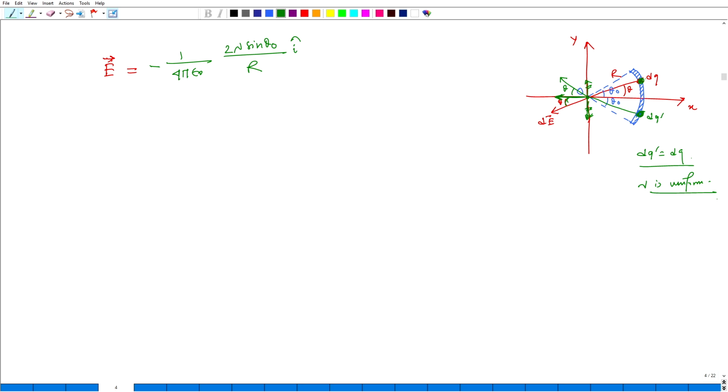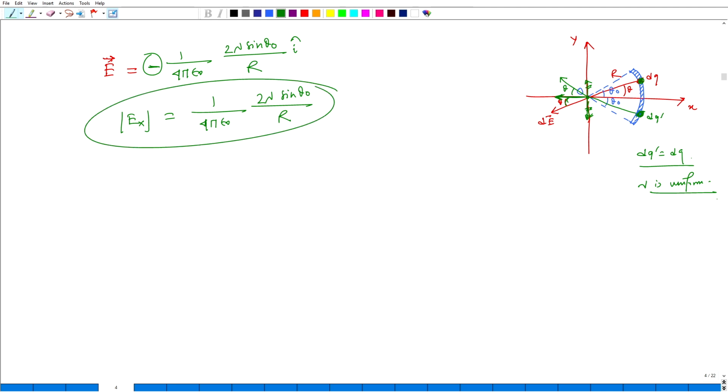So they cancel each other because the direction is opposite, and only the x component is non-zero, and this one is negative because the direction is minus i cap. This negative sign indicates the direction, and the magnitude of Ex is 1 over 4 pi epsilon naught, 2 lambda sin theta naught over r.